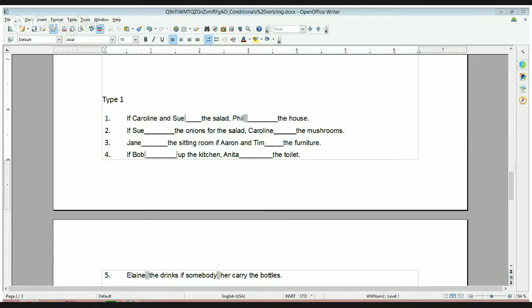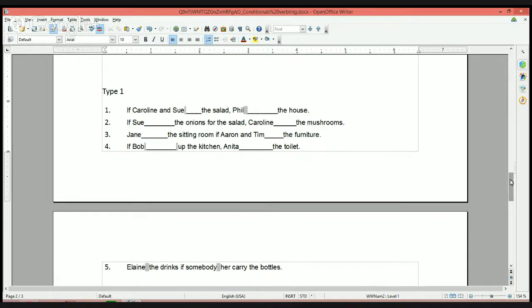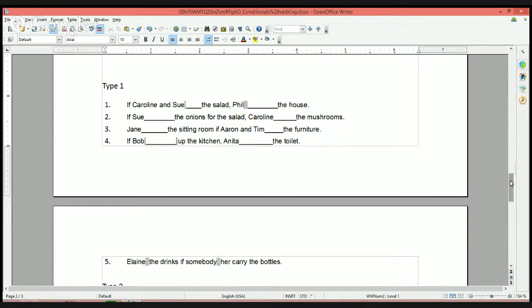Number 3. Jane could clean the sitting room if Aaron and Tim had bought the furniture. Okay, so the first problem here is that this is type 1, so we're not using the past. We're using the simple present and the will plus the future. Can you say the sentence again using the simple present in the if clause and will plus the future in the main?